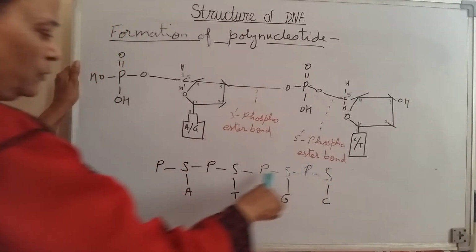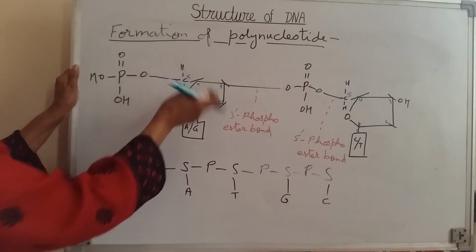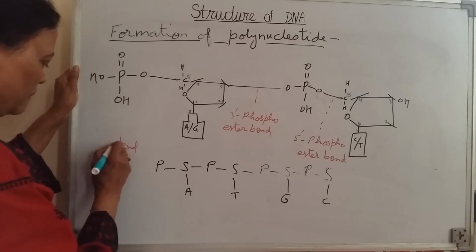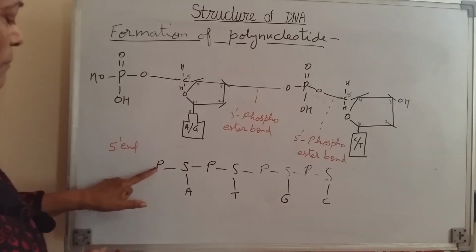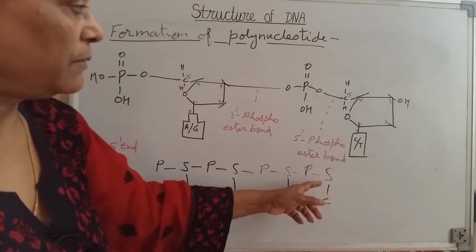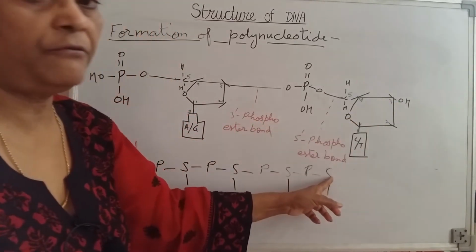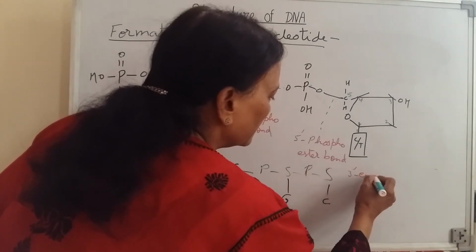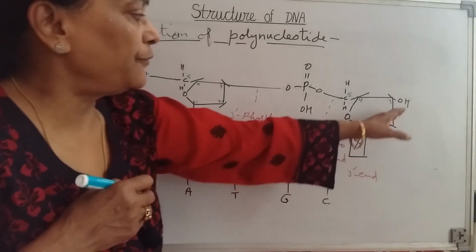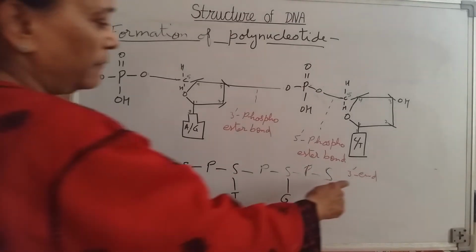But in a polynucleotide chain, at one end there will be a free phosphate group attached with carbon 5 of the sugar. So this end is called the 5 end. Why 5 end? Because this phosphate is attached with the 5 carbon of this sugar. And at the other end, we will have a free OH at position number 3 of the sugar. So this end is called the 3 end. This is very important. 5 end means free phosphate attached with position number 5 of the sugar. 3 end means free OH at position number 3 of the sugar. So each polynucleotide will have one 5 end and one 3 end.